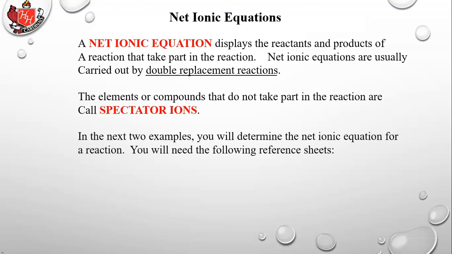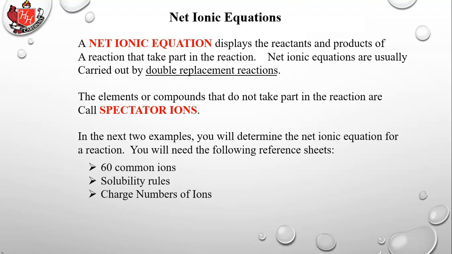So in the next 2 examples, there's actually only going to be 1 in this video, but you'll do a few on the assignment. In the next 2 examples, you will determine the net ionic equation for a reaction. You will need the following reference sheets: the 60 common ions, the solubility rules, and the charge numbers of ions.